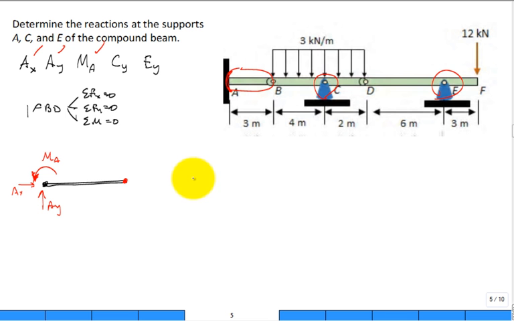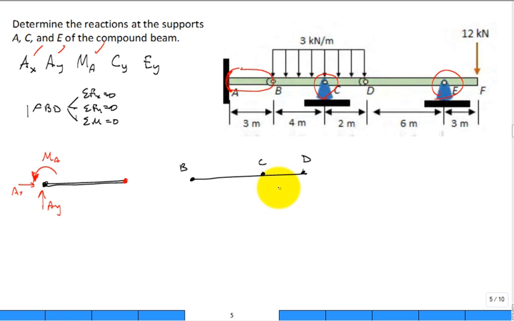I'm going to come over and I'm going to draw for BCD. And here's point B. Now look, point C is not in the middle, is it? Some people immediately put point C right in the middle. But it's not 3 meter, 3 meter, it's 4 meter, 2 meter. So it's a little bit off to the side for point C.